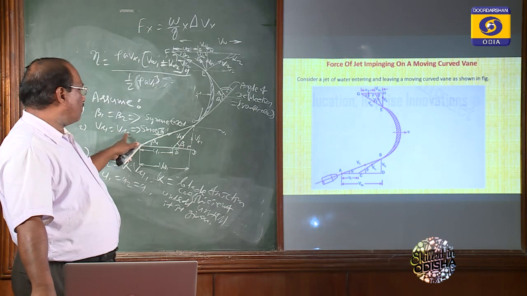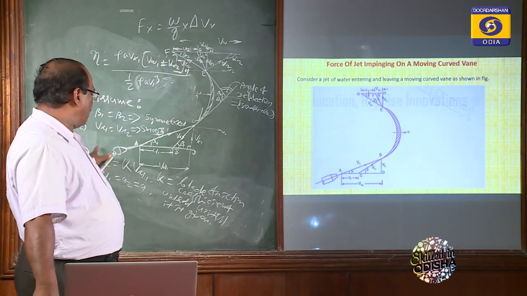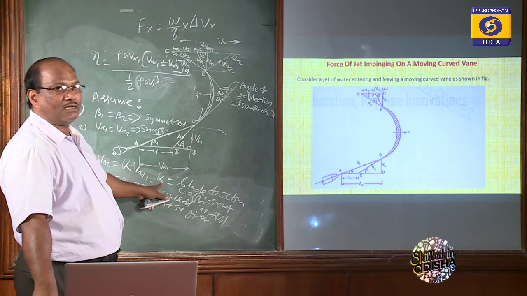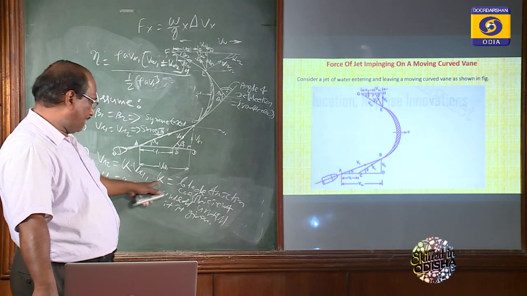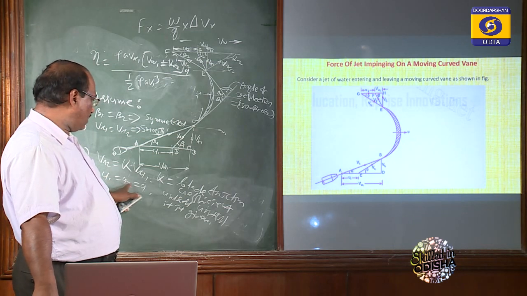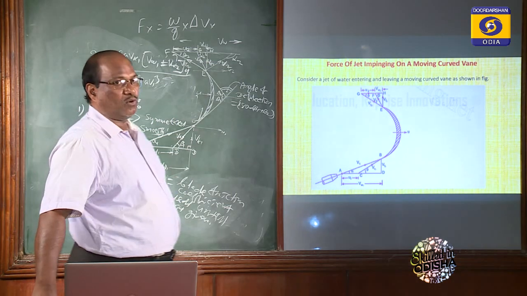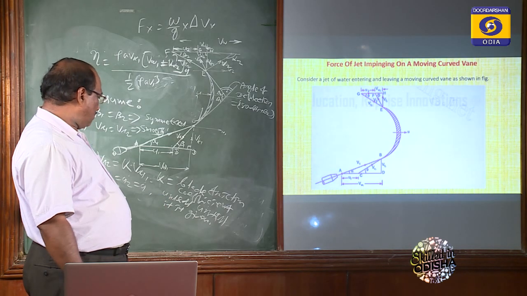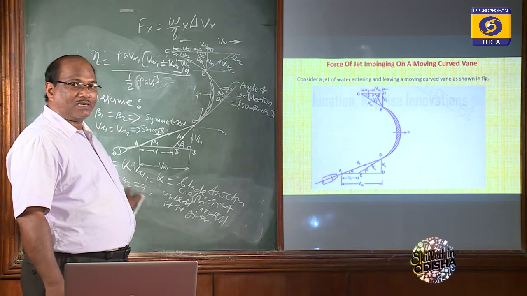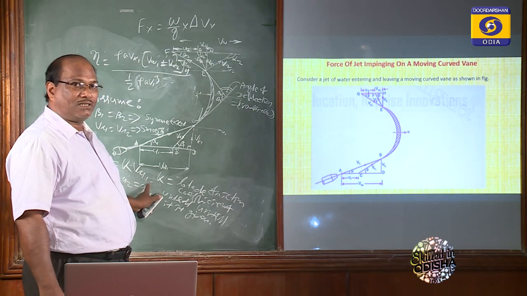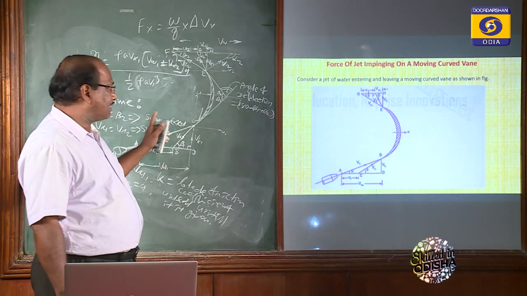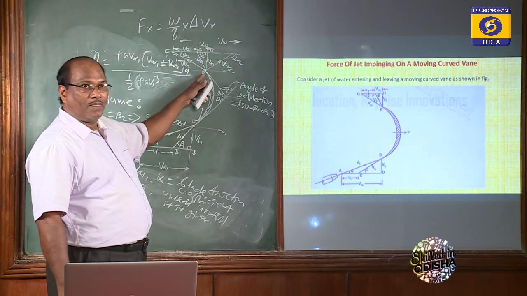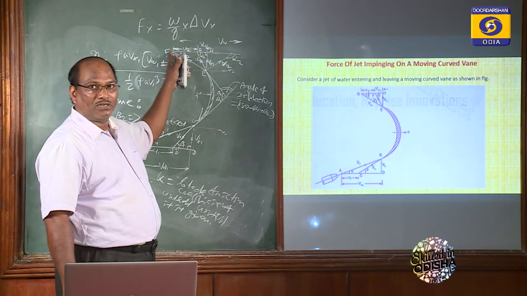So beta 1 equal to beta 2 means the blades are symmetrical. VR1 equal to VR2 if the blades are smooth. Again, VR2 equal to K into VR1, where K is the blade friction coefficient, and U1 equal to U2 equal to U, unless given in the problem. That means the impact of the jet is tangential to one of the tips. Tangential means it strikes at one tip, glides over the inner surface of the blades and leaves at the outer tip.